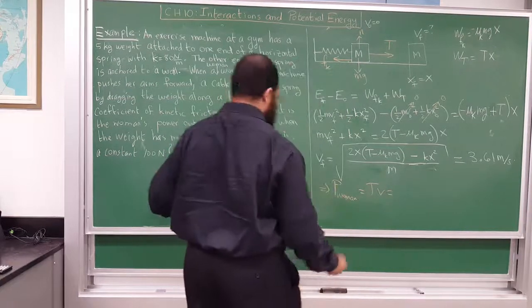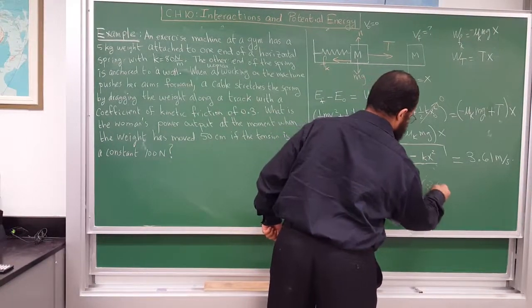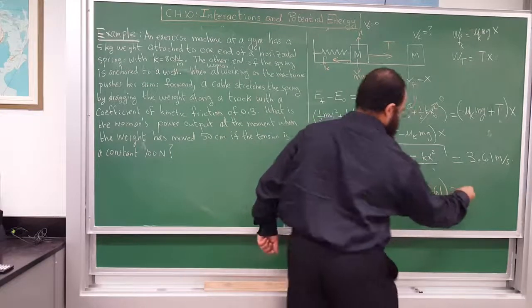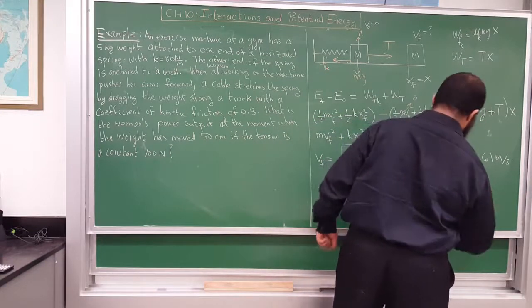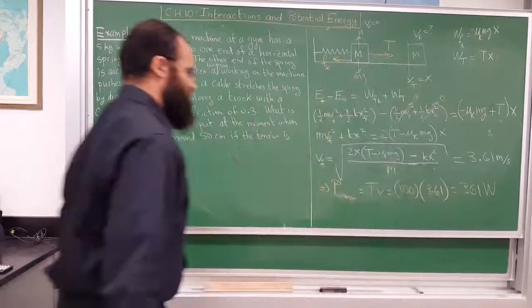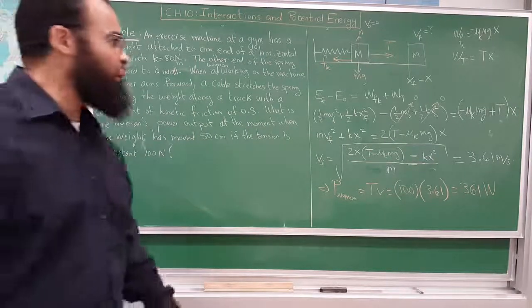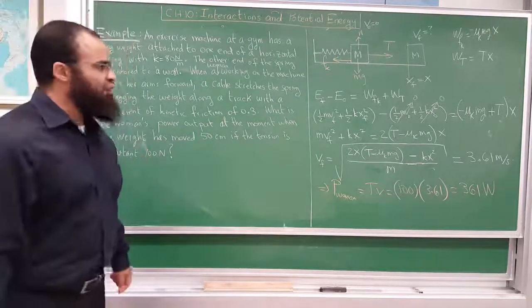The tension is 100 times 3.61, so that will be 361 joules per second, which is 361 watts. All right, so let me just double check that I have it correct. Yeah, about 360, 361. All right, so there you have it.